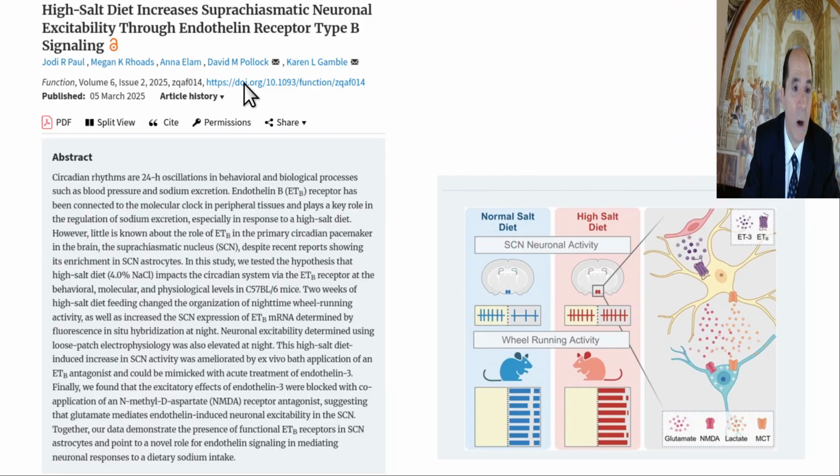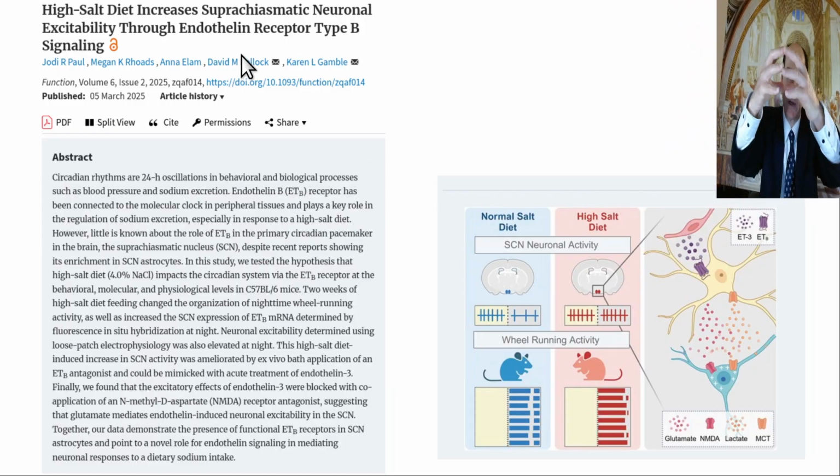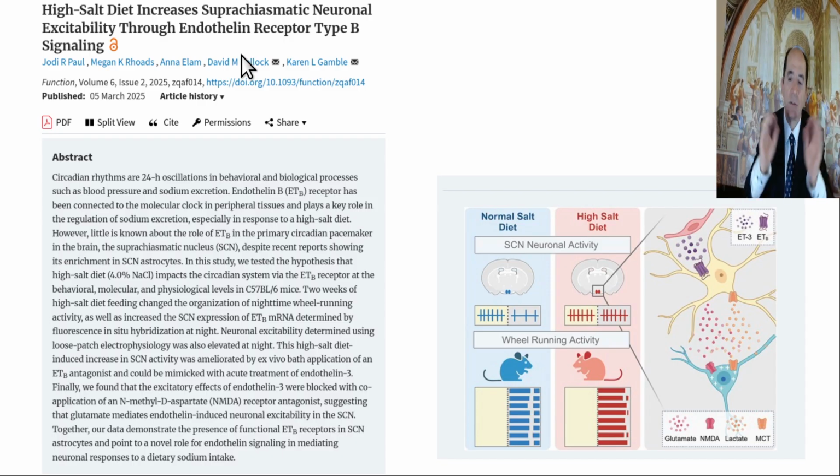Okay, so the high salt diet also increases calcium concentration in the cytoplasm of your neuron, so it increases neuronal excitability. The higher the calcium, the more the neuron starts firing and doing things that neurons do. So high salt diet increases neuronal excitability. That's a big deal. Okay.